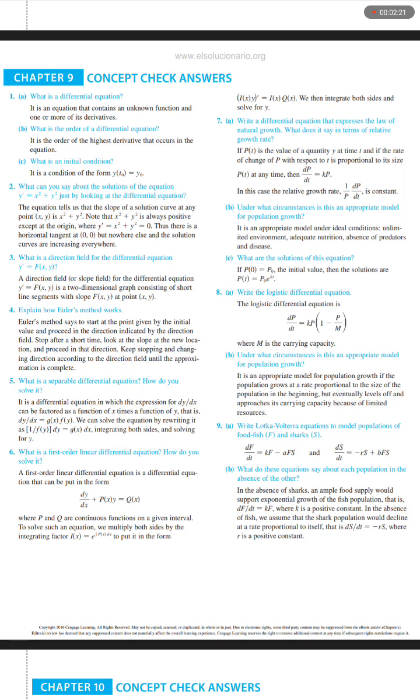Number 4, explain how Euler's method works. Euler's method says to start at the point given by the initial value and proceed in the direction indicated by the direction field. Stop after a short time, look at the slope at the new location, and proceed in that direction. Keep stopping and changing direction according to the direction field until the approximation is complete.